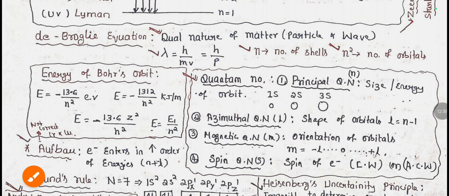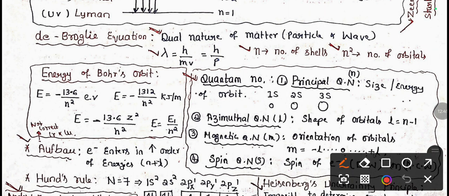Now come to the de Broglie equation. The de Broglie equation explains the dual nature of the particle. Which are the dual natures? Particle nature and wave nature. Both are explained by the de Broglie equation, and the formula of the de Broglie equation is wavelength is equal to h by mv. h is Planck's constant, m is mass, and v is velocity, also called h by p.